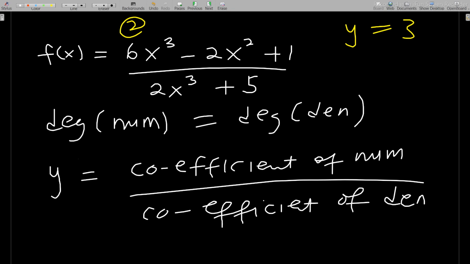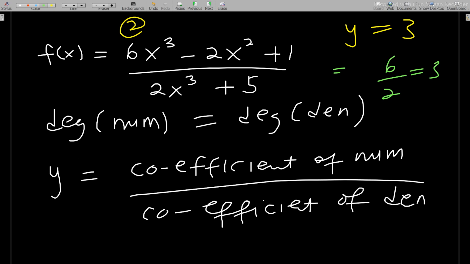Okay, so when you see this function, the degree here is s to the power 3. The degree is actually 3, so it's s cubed. Now the coefficient for the numerator is 6 and the coefficient for the denominator is 2. So when I divide, I get 3. That's what we got. Okay, so there's a shortcut for solving for horizontal asymptotes.